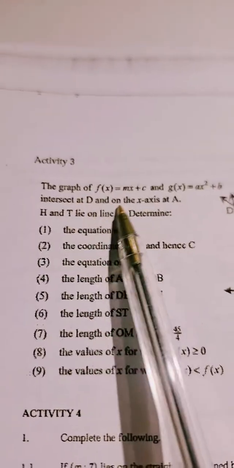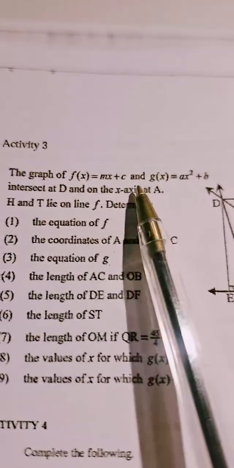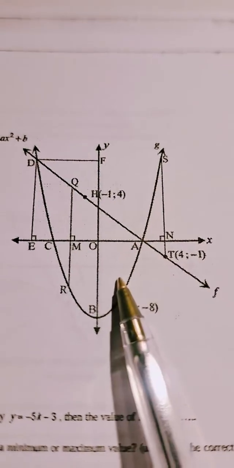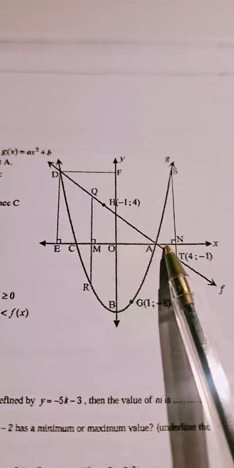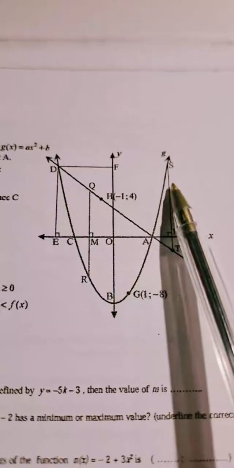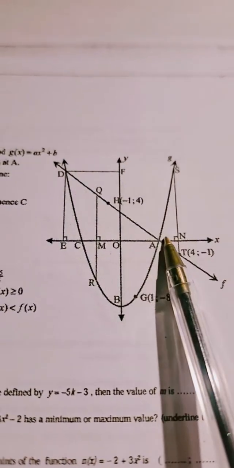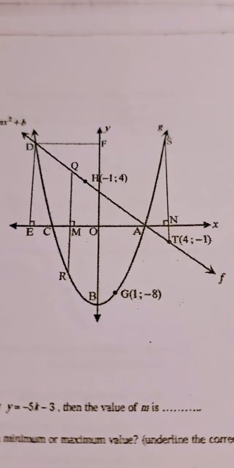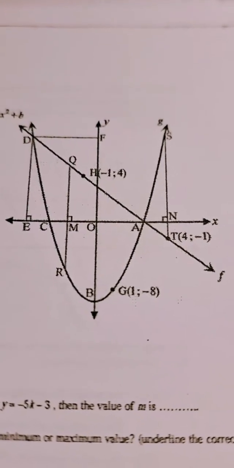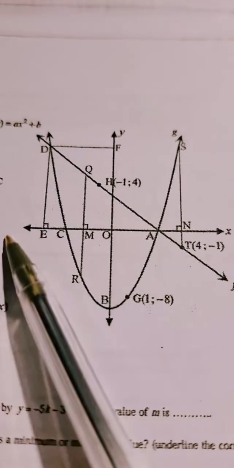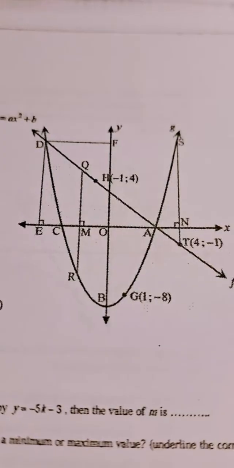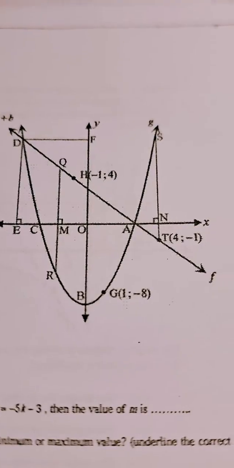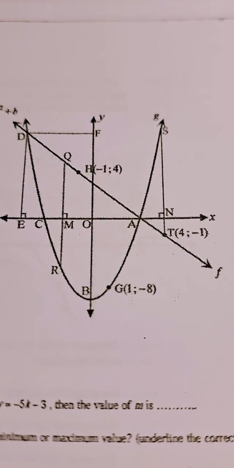So they intersect at D and on the x-axis at A. So the point A is not just a point of meeting for the two functions. It's also a point of meeting where the x-axis also meets with these two functions. Remember, what is the equation of this horizontal x-axis? I want the equation. She's Chubby, y equal to 0.